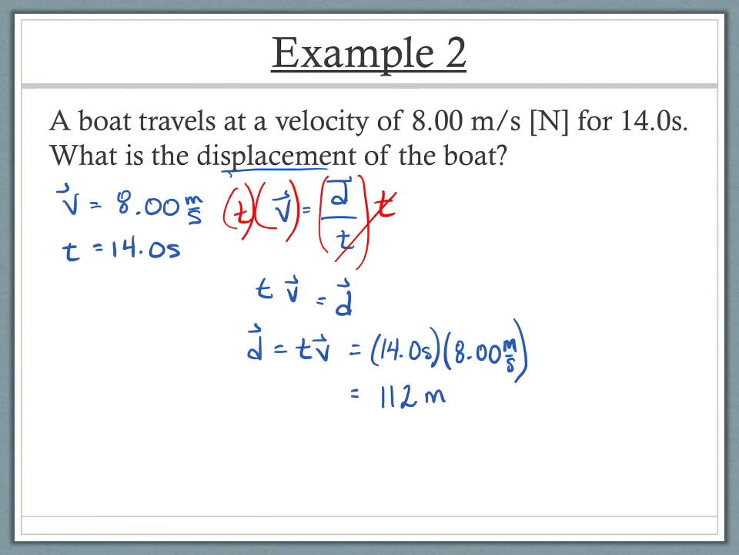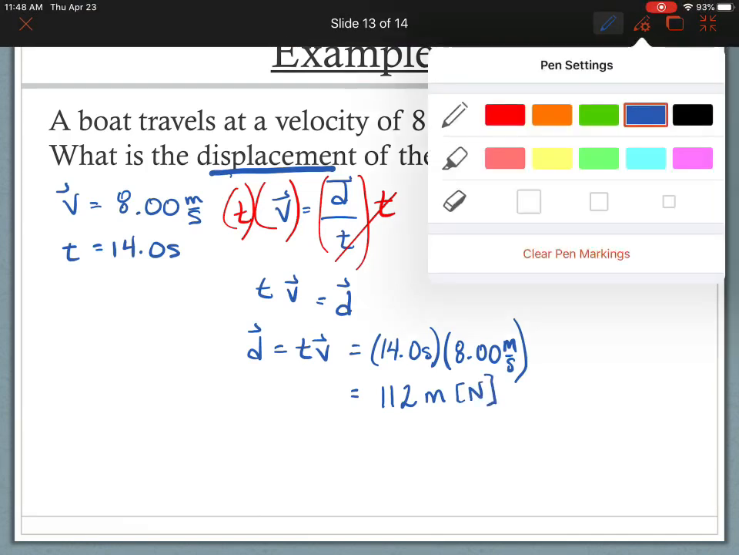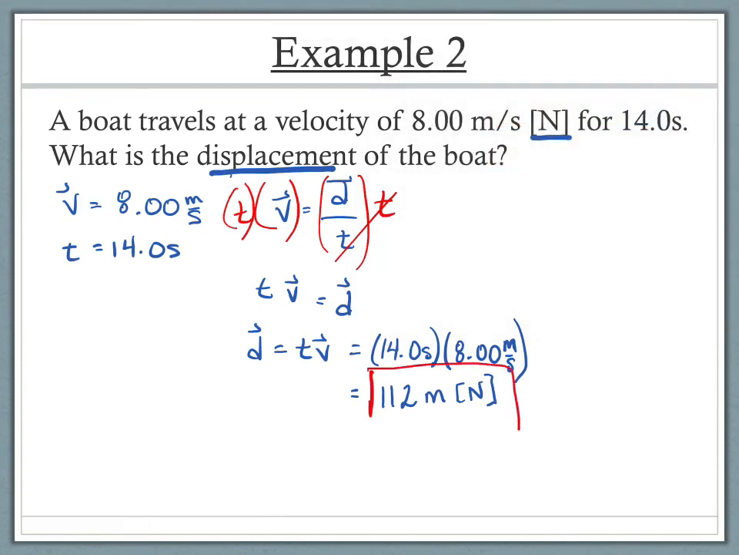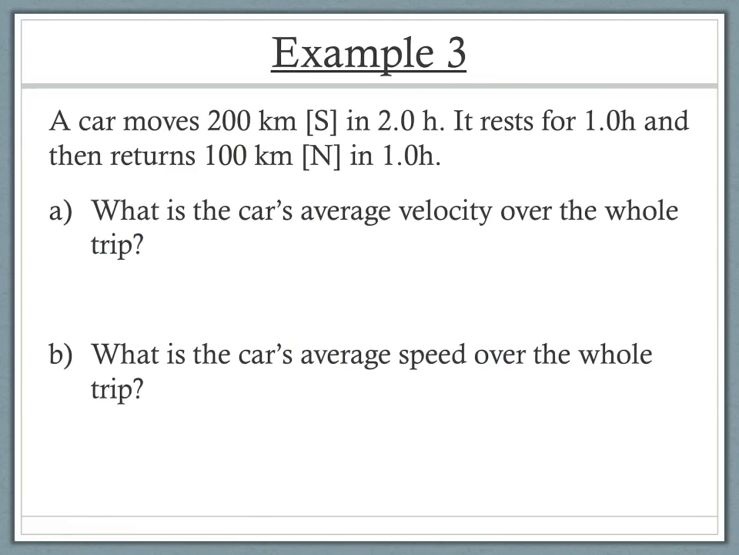What else do we need to do to completely finish? They asked for displacement. Displacement is the magnitude of something plus its direction. So since the velocity was north, guess what? The displacement is also north. That makes a lot of sense, because if you have a velocity going north, it would be really, really weird if you ended up going south, if you ask me. Okay, so there we go. There is our final answer for the displacement of the boat. One more example.